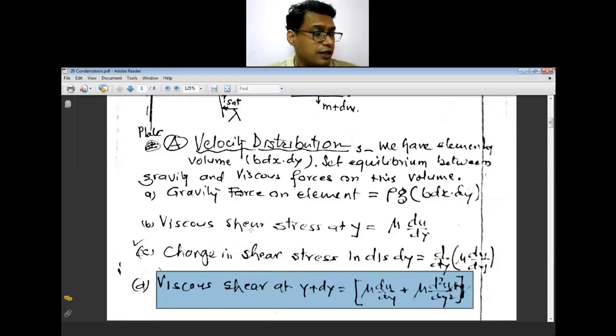Now there are different derivations associated or interlinked. One is related to the velocity distribution, then the mass flow rate, then the heat flux, and the heat transfer coefficient. The four things we are going to discuss are velocity distribution, mass flow rate, heat flux, and the heat transfer coefficient. So one by one we will see.